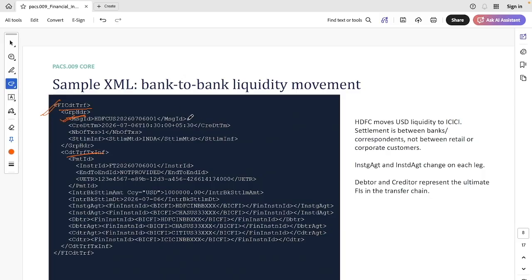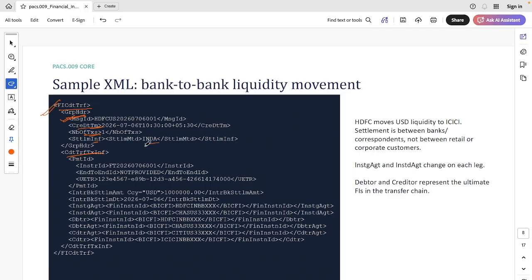This is the message identification. It immediately identifies this message, this pacs.009 message. Then we have the creation date time. This tells us when the message was created, and then we have number of transactions. This means the number of transactions in the message is 1. Then we have settlement information.